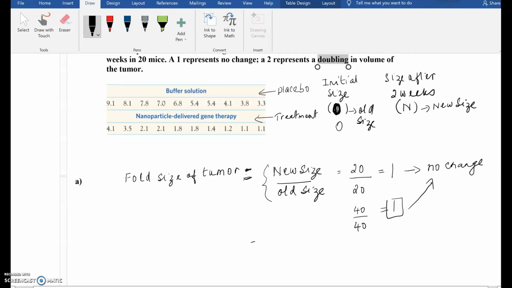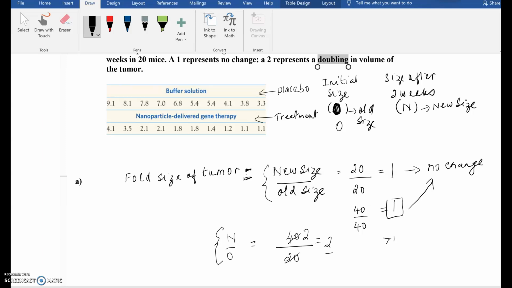Now, when is a fraction greater than 1? Suppose we want to get an answer which is greater than 1. So for example, we're looking at the new size over the old size. Suppose the old size is 20 and the new size is 40. Then do you see that 20 goes 2 times into 40 and your answer is 2. So this ratio, or this fraction of the new size over the old size, is 2. What that really means is that the size of the tumor doubled.